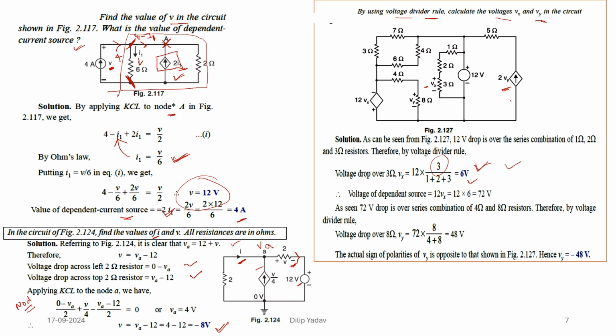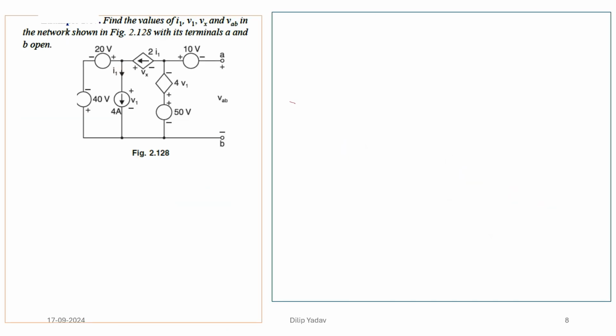So the total dependent source will be Vx, that is 72 volt. Then we can see the 72 volt drop is over the series combination of the two equal resistors. Therefore, by using the voltage division rule, we can calculate this value, and Vx and Vy are calculated like this. So we need to be aware of the voltage division.